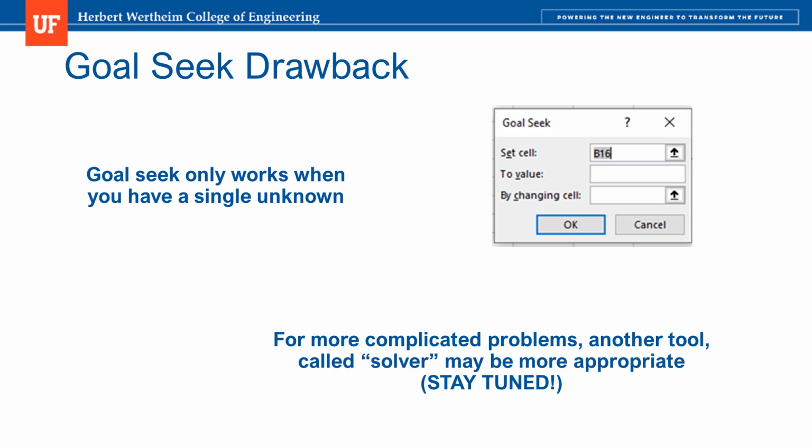The downside about Goal-Seek is that it only works when you have a single unknown variable. If you have a more complicated problem or additional constraints, then another tool called Solver may be more appropriate. You should stay tuned because I'll cover Solver in a future episode.